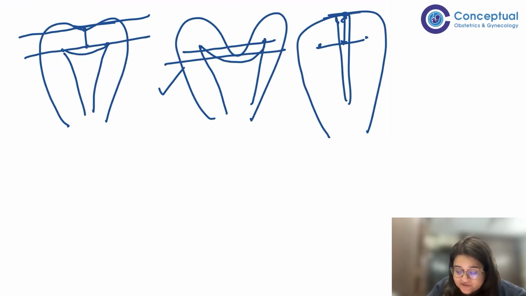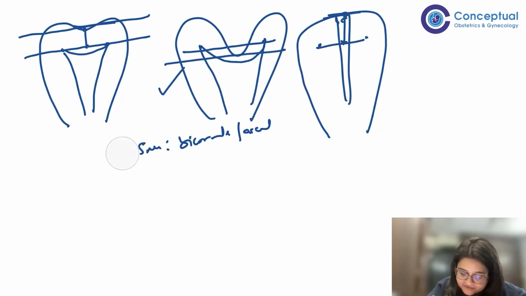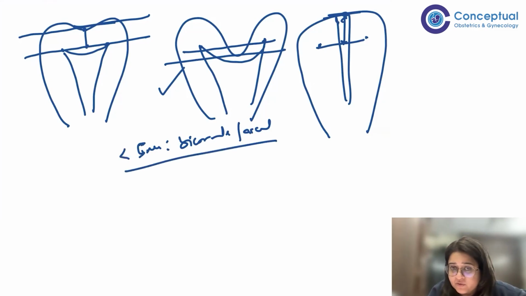The distance, if it's more than 5 mm, sorry, it is likely to be a bicornuate or even an arcuate uterus. But sorry, I said it oppositely. If it's less than 5 mm, it's likely to be a bicornuate or an arcuate uterus. If it's more than 5 mm, it's likely to be a septate uterus.